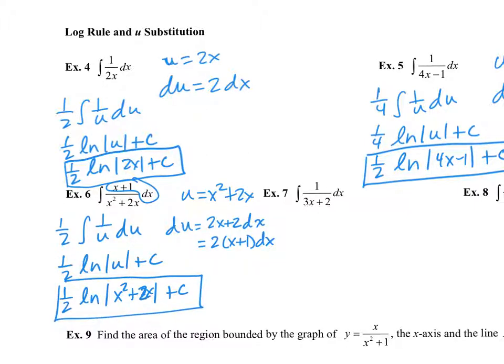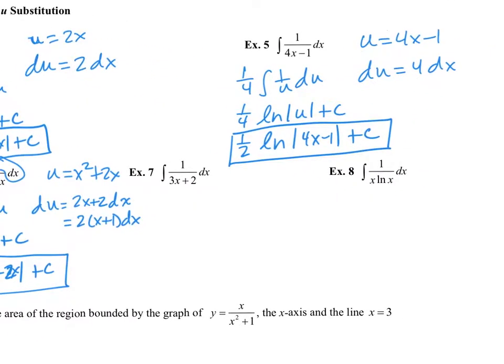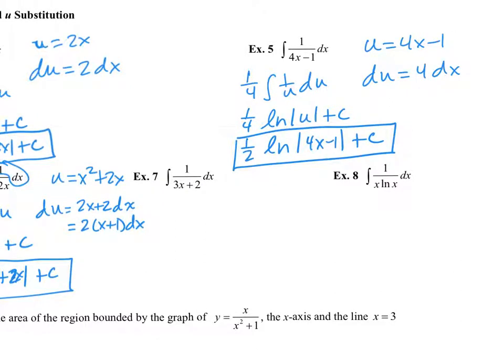All right, and then number 7, let's take a look at that one. Again, let's let the denominator be our u. So we're going to let u equal 3x plus 2. Then du would be 3 dx. All right, so we'll replace the 3x plus 2 with u, but I can't quite replace 1 times dx with du because du is equal to 3 times dx. So to balance that out, we'll put a 1/3 out in front of the integral.